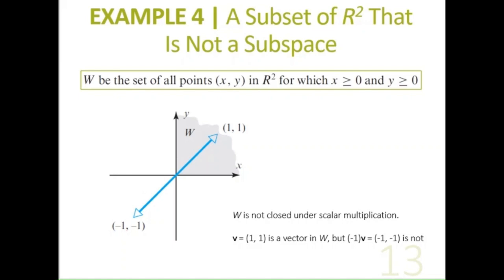But we can't just get into the habit of thinking that everything qualifies as either a vector space or a subspace, because guess what? We are going to encounter those situations where a subset is not a subspace. So if you look at example 4, which is interesting, here W is going to be the set of all points x and y in R2 for which x is greater than or equal to 0 and y is greater than or equal to 0.